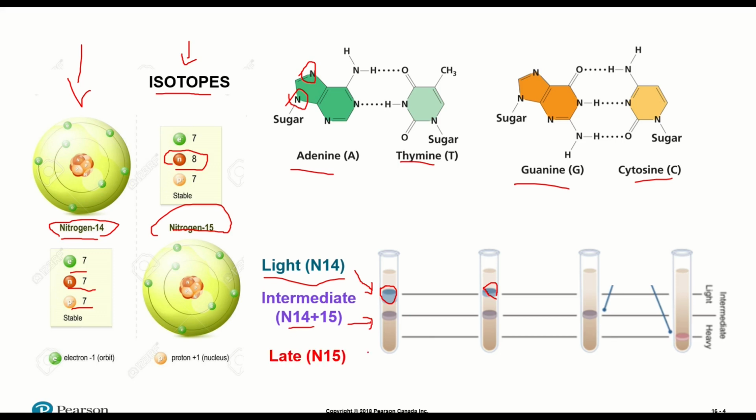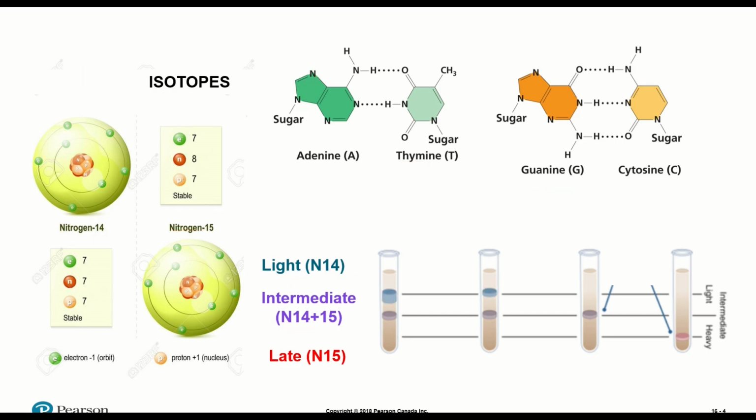And later I can show you that the heavy one is the one that is going to be in the bottom. So you can differentiate the three models using isotopes, an isotope of nitrogen and a normal nitrogen, and it will give you different bands when doing an experiment. Now I want you to watch the following video that explains the Meselson experiment, and later on I will explain in a little more detail the analysis of this experiment.